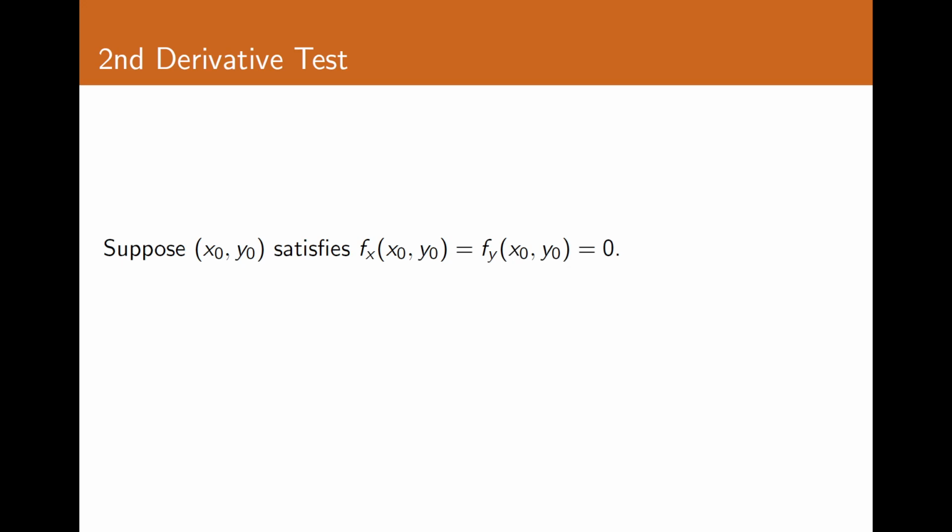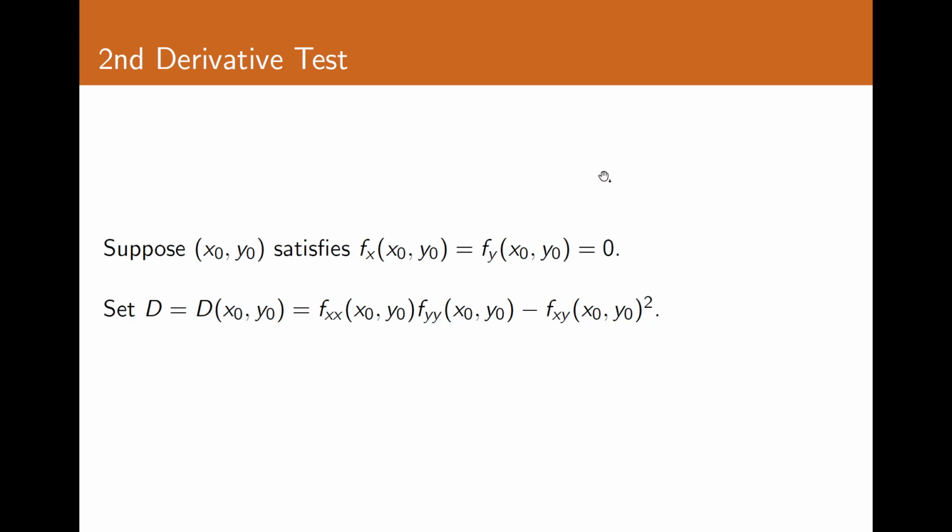Just like with functions of one variable, we have a second derivative test in this case as well to help us determine whether things are local maximums, local minimums, or saddle points. So let's take a critical point (x0, y0) where the partial derivatives are both 0, not one where they're undefined. The second derivative test is not going to apply in that case.